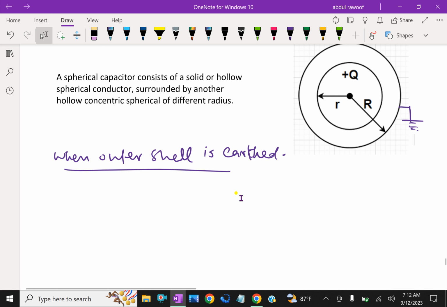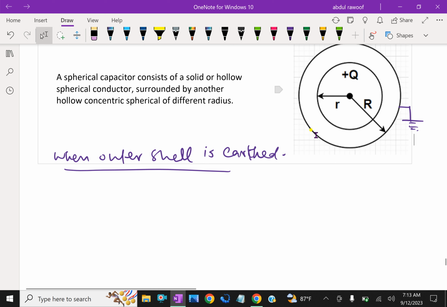Consider a spherical capacitor consisting of two concentric spheres of radius r and R meters as shown in figure. Suppose the inner sphere is given the charge of positive Q coulombs. It will induce a charge of negative Q coulombs on the inner surface of the outer sphere, which will go to earth. Then the dielectric medium between the two spheres has relative permittivity epsilon R.